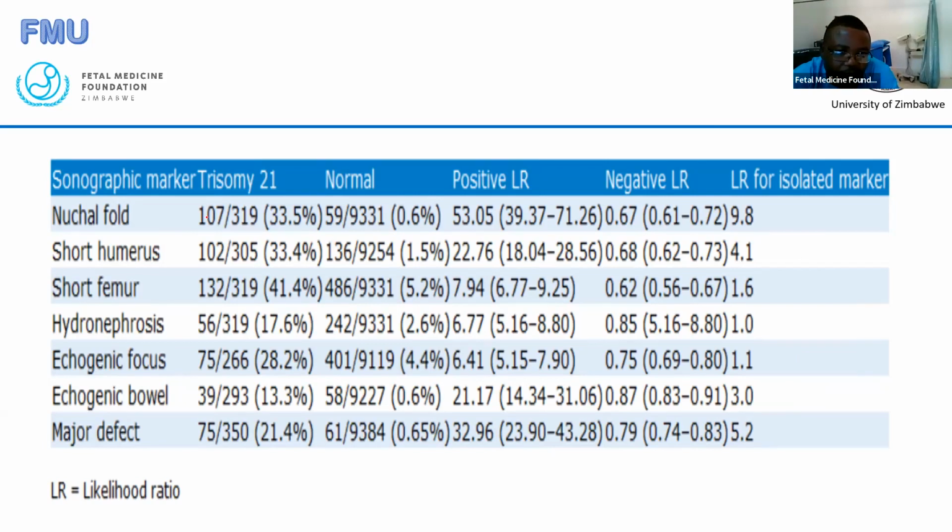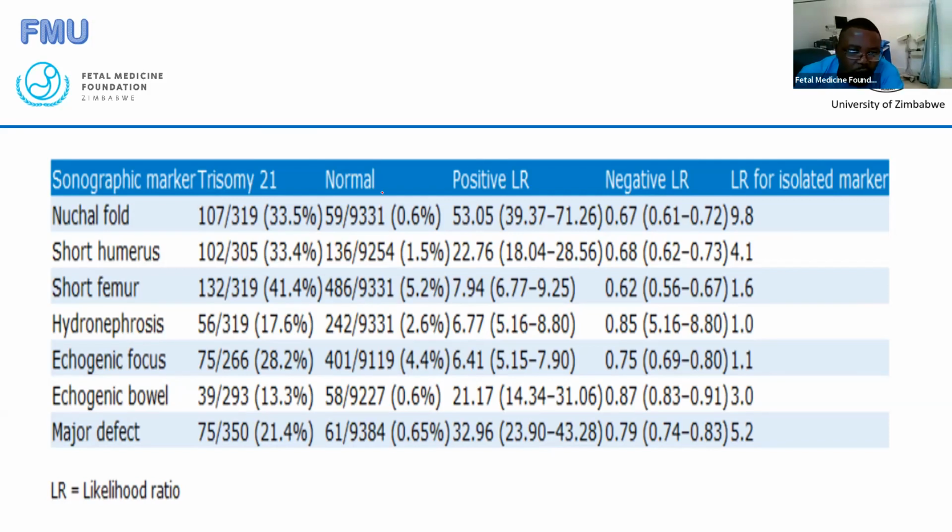The secondary markers, or the soft markers, can also be found in normal babies at a certain frequency. If you look at the first, second and third column here, you see that in babies with Down syndrome, 33.5% of them will have increased nuchal fold. Babies who actually have trisomy 21, who have been tested, if you check for nuchal fold, you find an increased nuchal fold in 1 in 3 of them.